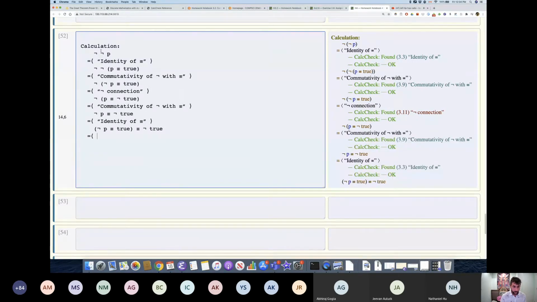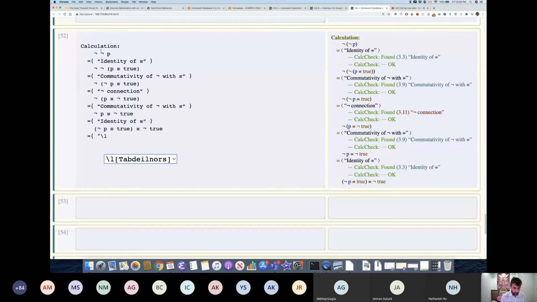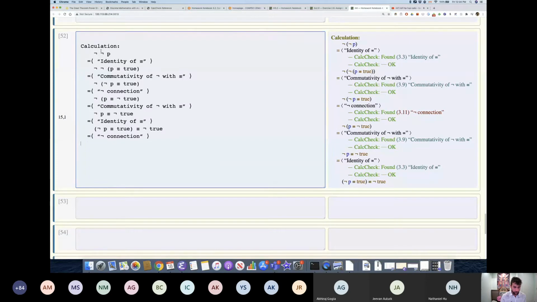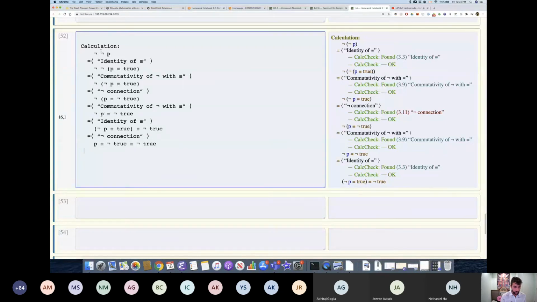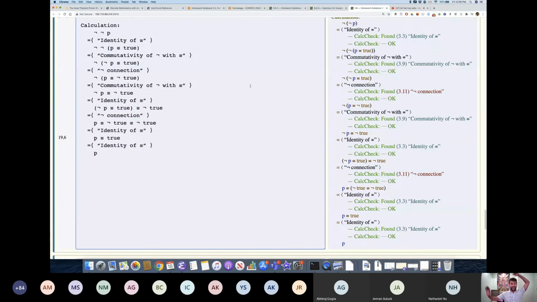Muy bueno. And now let's do connection one more time. And that will give us P equivales not true equivales not true. And let's do the identity of that guy to get P equivales true. And then let's do the identity of that guy to get P. All right. So that worked.